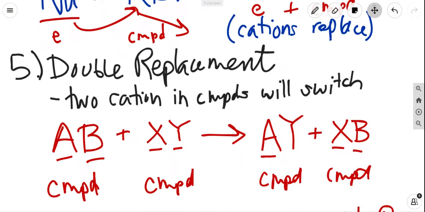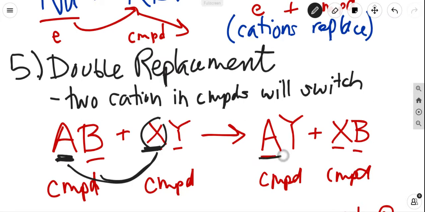Double replacement is compound plus compound yields compound plus compound. And in a double replacement reaction, it's the 2 cations, the 2 things that are written first, that are going to switch. So now X is going to be paired with B, and A is going to be paired with Y. And it doesn't matter. It could be XB plus AY. That's fine. It's like adding 3 and 4 and 4 and 3. You're still going to get 7.